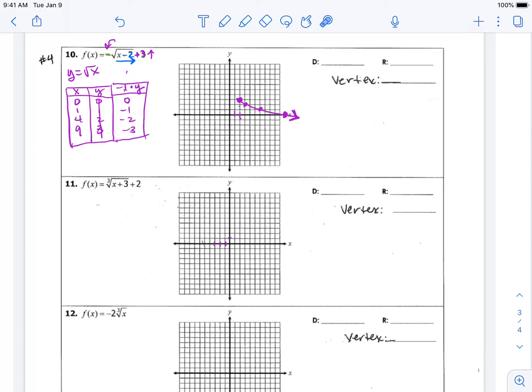My domain is how far over does it go in the x direction. It starts here at 2 and then it goes on forever. So I'm going to say my x's are always positive from 2. They're greater than or equal to 2. And then my range is my y's, and my y's start here at 3, but it goes down forever. It's going to the right, but it's also going down. So it's going from 3 down forever, and I'm going to say all my y's are less than or equal to 3. And my vertex, or my beginning point, right here, is where x is 2 and y is positive 3. Okay.